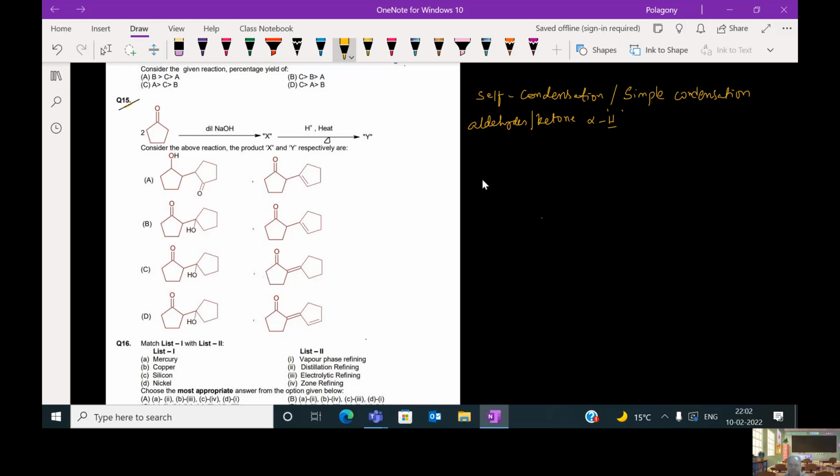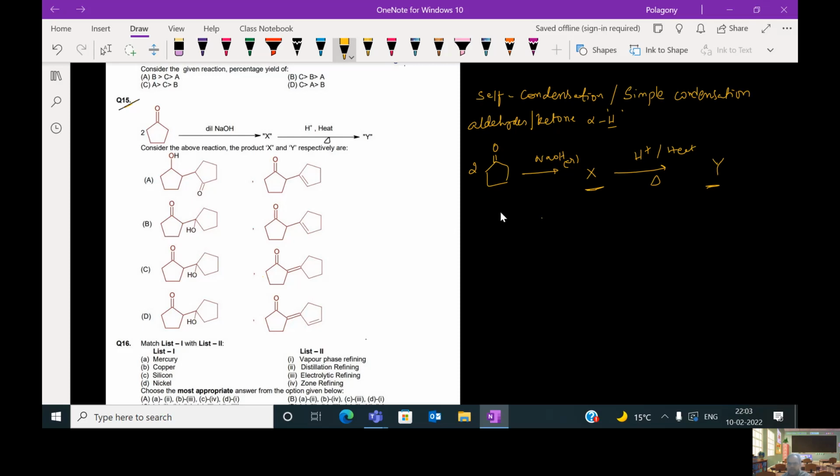Here a ketone is given, and 2 moles of cyclopentanone are subjected to hydrolysis in the presence of an aqueous solution of sodium hydroxide. We get X compound, which is further subjected to hydrolysis, followed by heating. Heat is done here, and we get the Y product. So we should find out what X and Y will be.